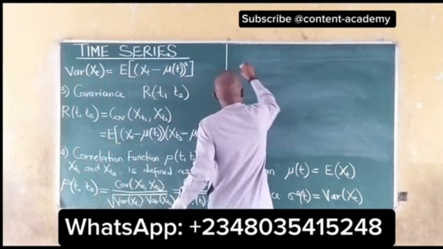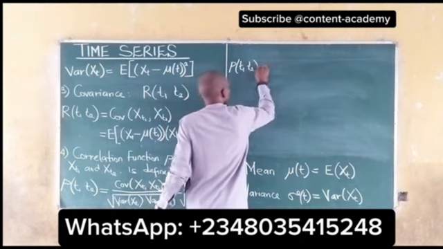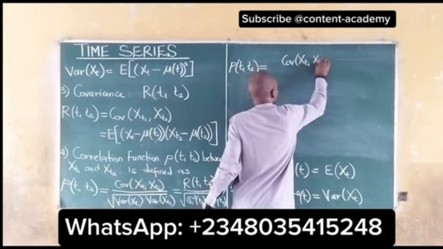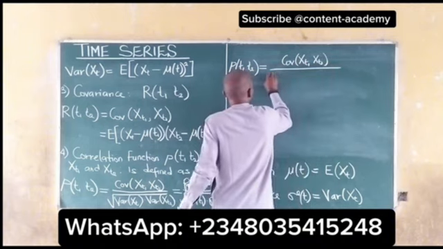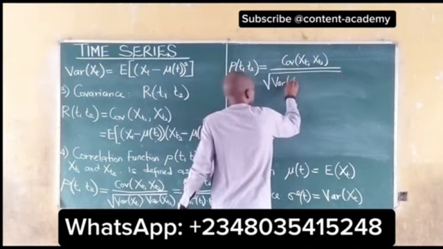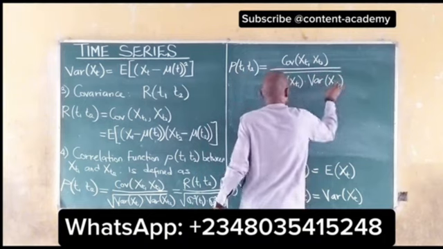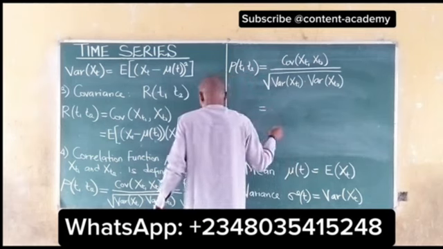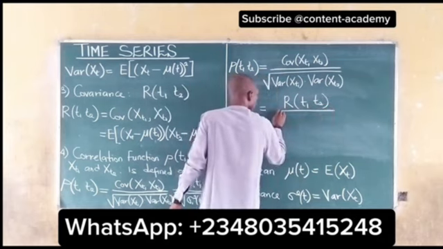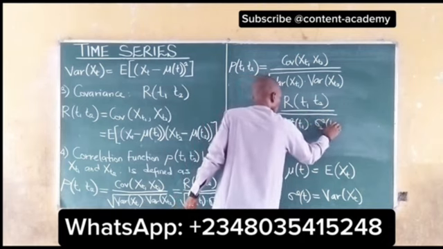So we have our correlation ρ(t1, t2). We are writing it out properly to be the covariance of x(t1), x(t2) all over the square root of the variance of x(t1) multiplied by the variance of x(t2), which is also equal to r(t1, t2) all over the square root of sigma squared 1(t1) multiplied by sigma squared 2(t2).